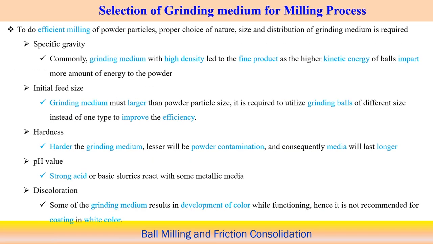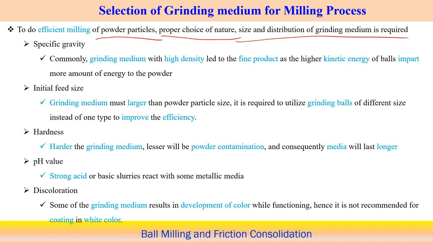Now the next part is the selection of the grinding media for the milling process. There are several parameters to look into to select the grinding media. For efficient milling of the powder particles, a proper choice of the nature, size, and distribution of the grinding media is required. Proper size means what the ball size is and what the distribution of the balls is. If there is a variable ball size, we can use it, or we can use similar size balls. All of this can be decided based on very specific parameters.